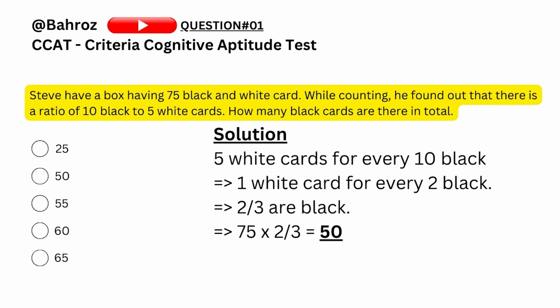So question number 1, Steve has a box with 75 black and white cards. While counting, he found out that there is a ratio of 10 black to 5 white cards. How many black cards are there in total? Now 5 white cards for every 10 black cards, which means 1 white card for every 2 black cards. So if there are 3 portions, 2 portions of the deck are black, which means 2 by 3 are black. So 75 is the total number of cards. 75 times 2 by 3 is equal to 50.